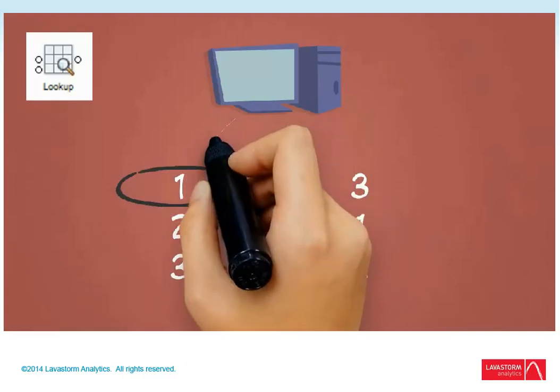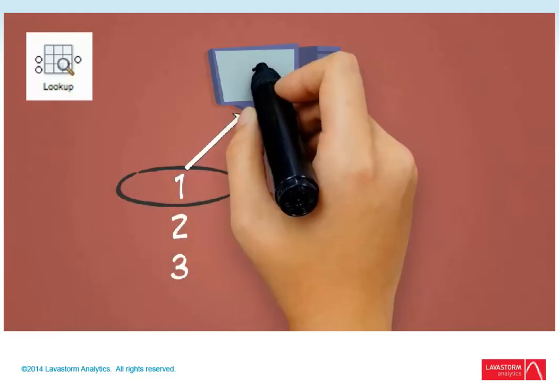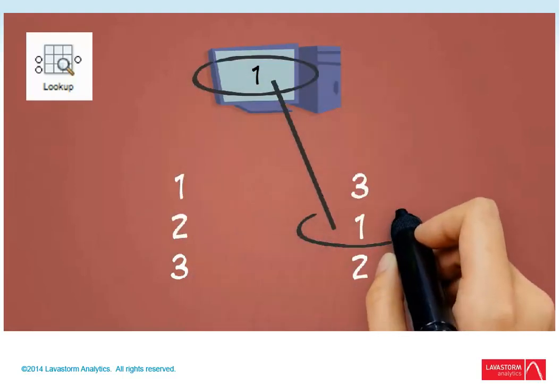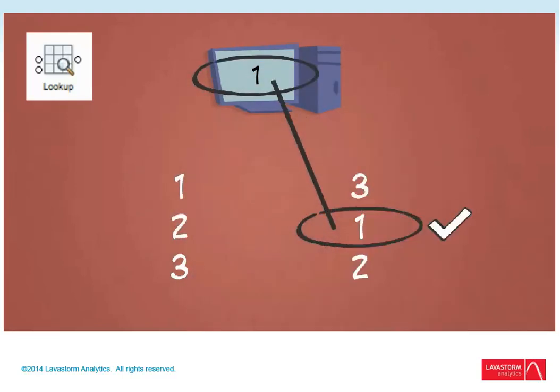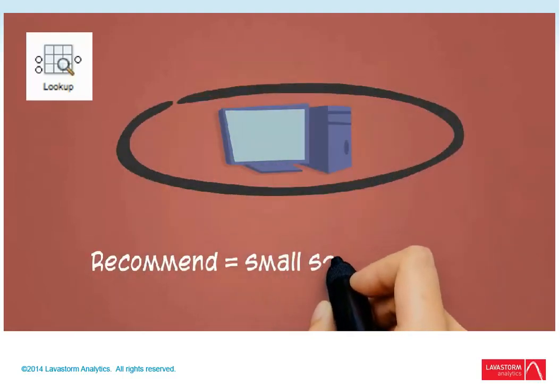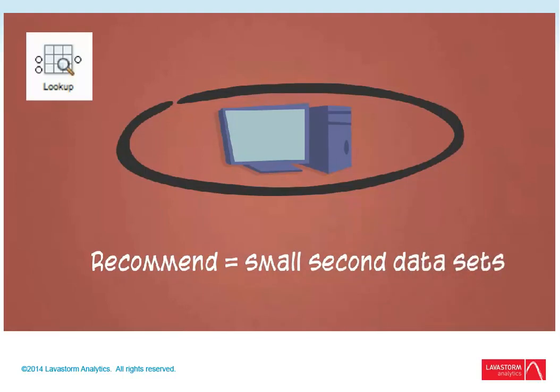It then stores that number, in this case the 1, and places it in the computer memory. It then moves on to the second line, and because the memory stored the number 1, finds a match. It's because of computer memory that we recommend a small record set for the second data to help optimize the performance of your graph. Let me demonstrate a lookup node for you.